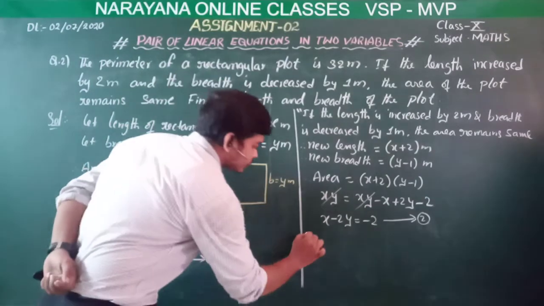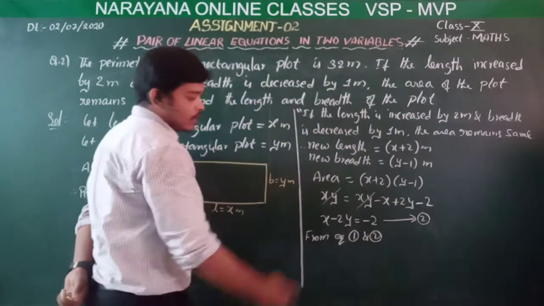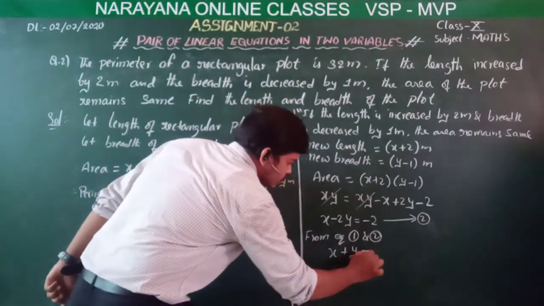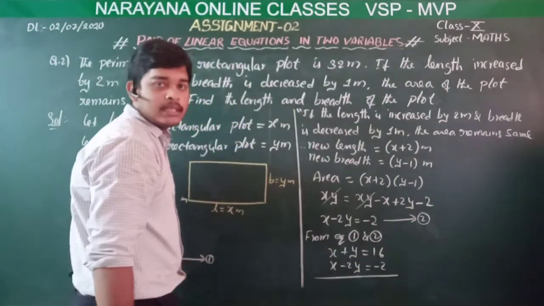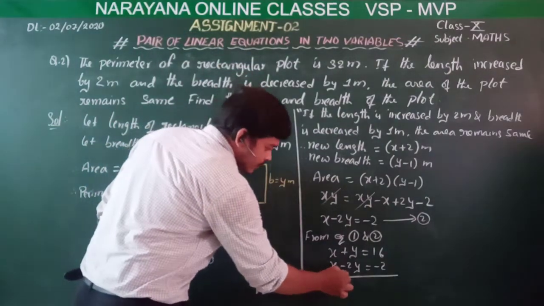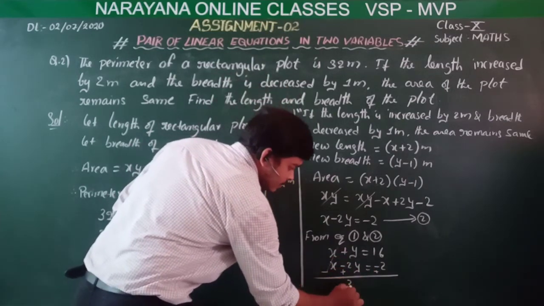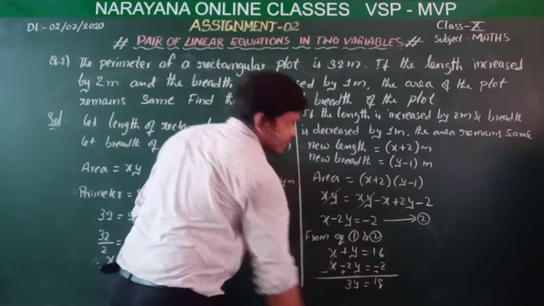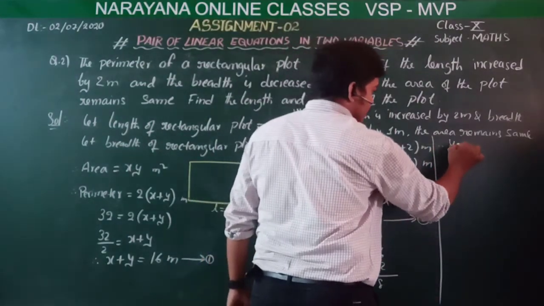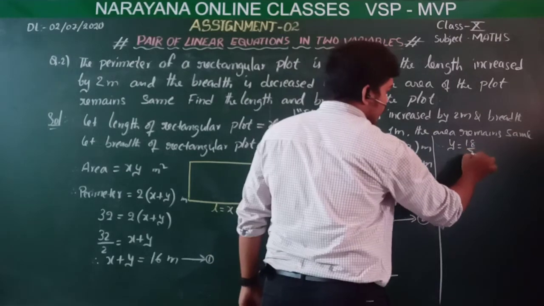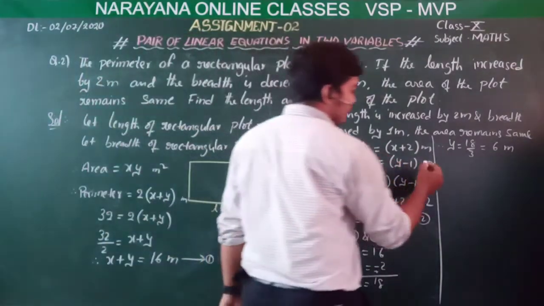From equations 1 and 2: x + y is equal to 16, x - 2y is equal to minus 2. Let's solve these two, children. If we are subtracting, then the signs will change, right? So see children, x and x get cancelled, y plus 2y is 3y is equal to 18. Therefore y is equal to 18 by 3, which is 6 meters. So y, the breadth, is 6 meters. Then substitute the y value in equation 1.